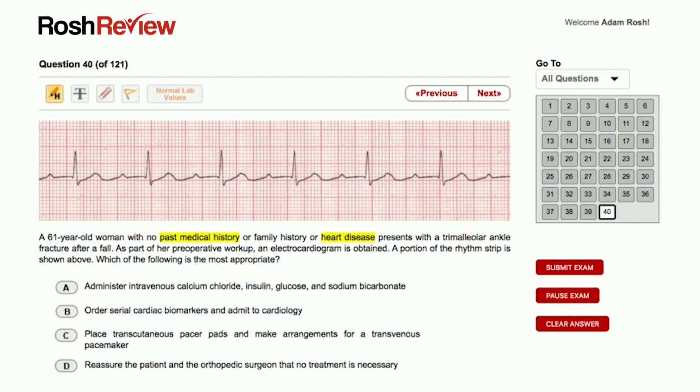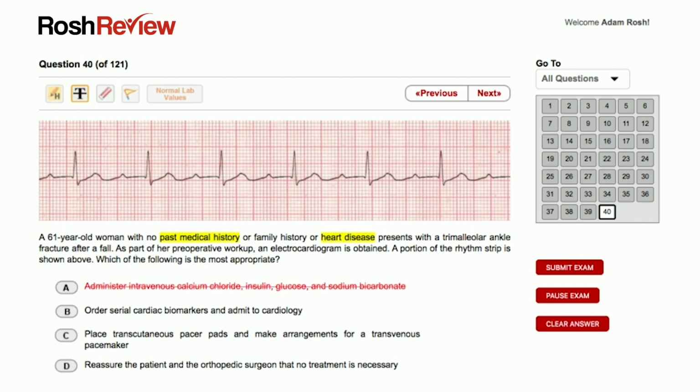So answer choice A, IV calcium chloride, insulin, glucose, sodium bicarb, that's the treatment for hyperkalemia. We have no indication that this patient has hyperkalemia. There's no peaking of the T wave. There's no widened QRS complex. So answer choice A, I'm going to cross out.